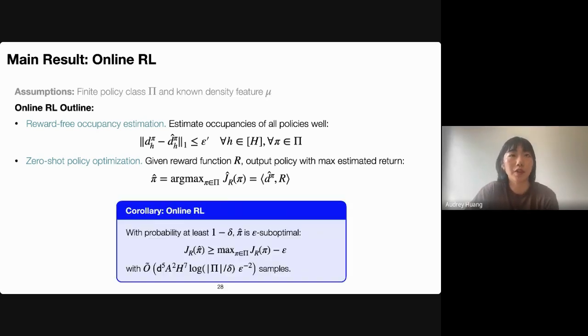Yeah. So let me just flash the guarantee we get for online RL, which is of this form. With high probability, we can show that pi hat has expected return J(pi hat) that's within epsilon of the maximum possible expected return. And the sample complexity is polynomial in the rank of your MDP d, as well as your actions A, the horizon H, and then this log of the cardinality of pi dependence and epsilon to the -2. So in this outline, once we have the reward-free occupancy estimation guarantee, the policy learning part is pretty much straightforward.